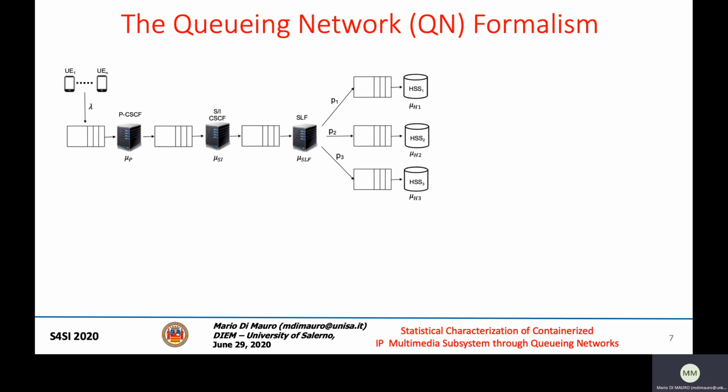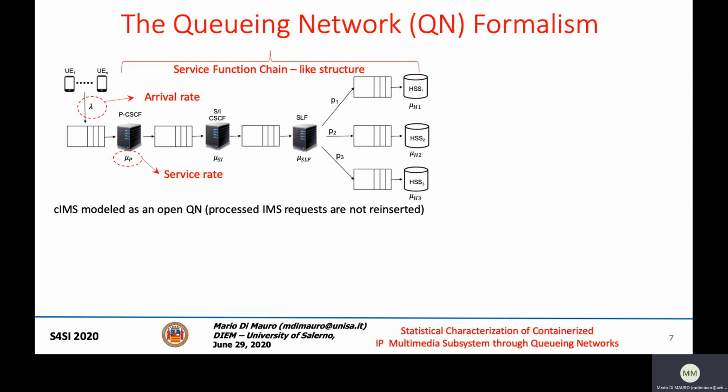In a typical IMS framework, it is easy to recognize a service function chain structure where each node is connected to another node in order to provide a specific service. Such a topology inspired us to exploit the queuing network formalism to characterize the IMS chain from a statistical point of view. Specifically, each node can be modeled as a queue with arrival rates indicated by lambda and service rates indicated by mu. In particular, the containerized IMS can be modeled as an open queuing network. That means that all the processed IMS requests are not reinserted in the system once they are processed.